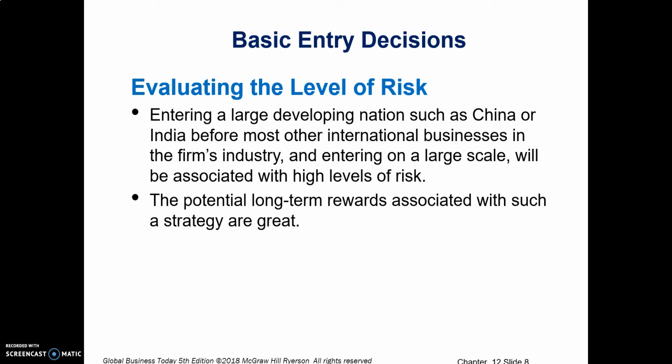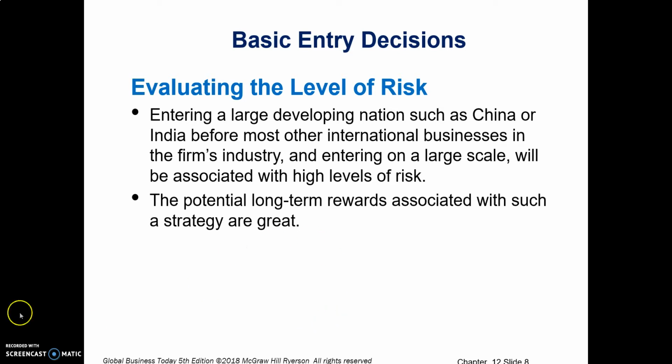So, evaluating the level of risk, as it says there, some countries, China, India, are a large risk, but of course there's a potential long-term great payout for that as well.